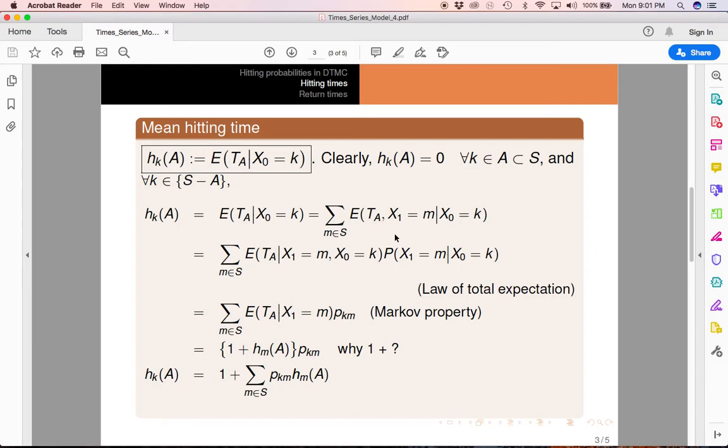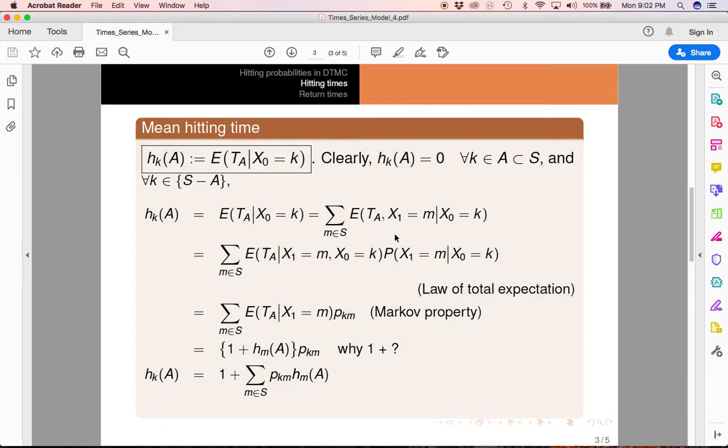Clearly, if we are already inside the set, there is no need to go anywhere and the mean hitting time is just 0. So we'll consider the case where K, the initial state, is not inside our target set. So we are in S minus A. We are interested in finding the expected value of T sub A given X naught is equal to K. That would again be the sum of these disjoint expected value calculations, because we could make the first step to M, where M could be any of these disjoint cases.